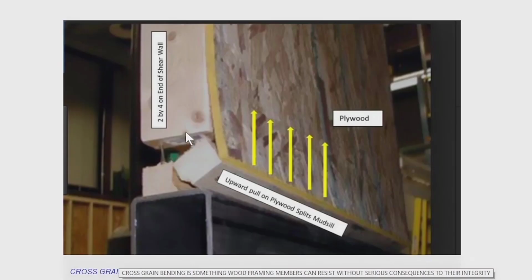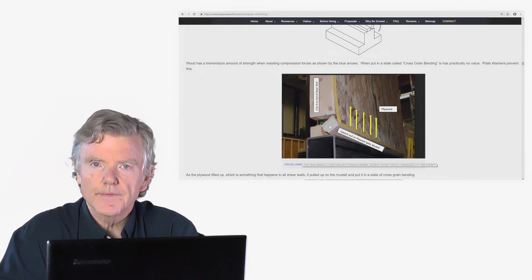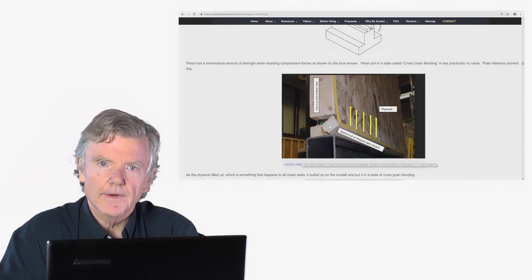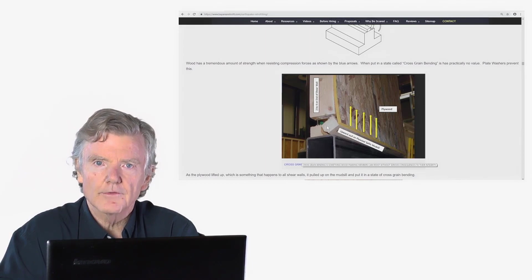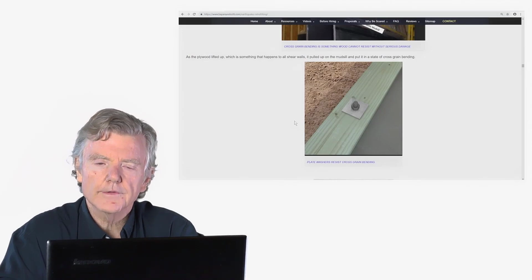I want to show you what happened here. This is the shear wall right here. There's the studs. And then right here, this is the mud sill. And this plywood was pulled up. And when it pulled up, it pulled up this 2x4, which in this case is the same as a mud sill, and cross-grain bending caused it to split. So we really need to make sure that that doesn't happen. All shear walls, when they're resisting earthquakes, tend to rock back and forth, which means they pull up on the mud sill.